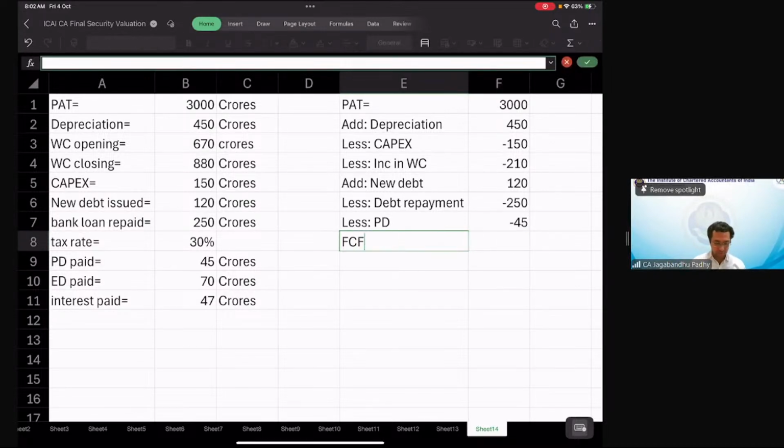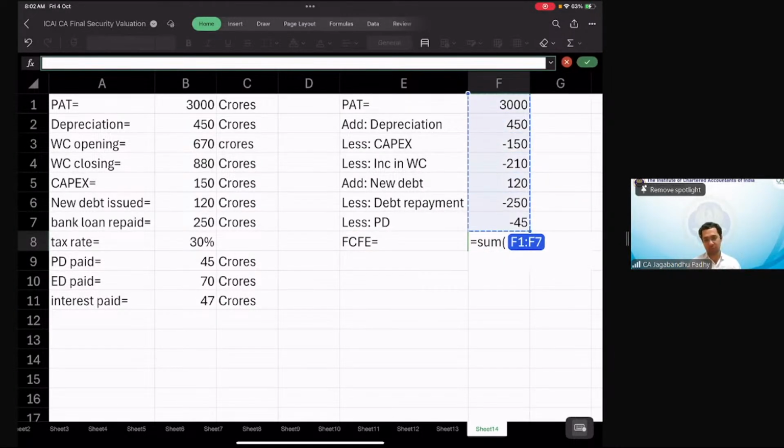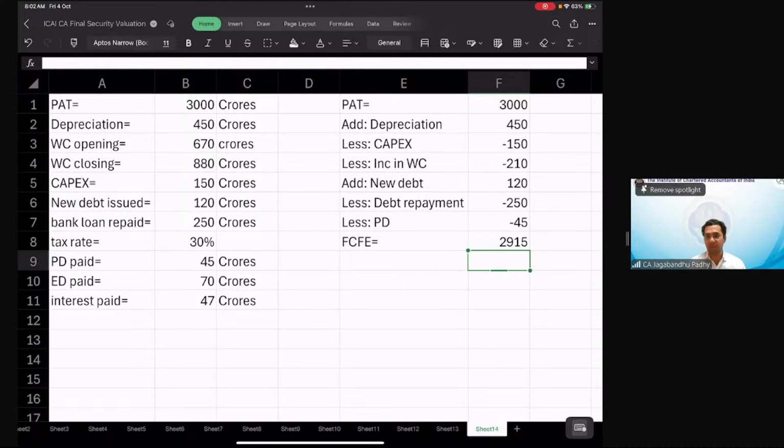So our FCFE, free cash flow for equity, will be simply the total of this, which is 2915, correct? Getting this FCFE of 2915. Just check, 2915 is the same FCFE which you are getting. Yes, same.